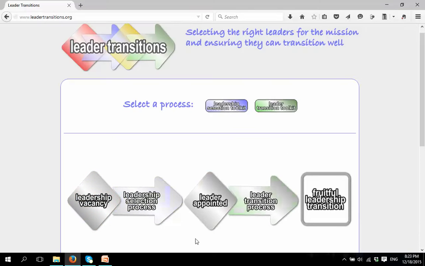This toolkit combines two integral processes, the leadership selection process and the leader transition process. By way of review, the leadership selection process is initiated when there's a leadership vacancy, and it results in a new leader being appointed to the role. At this point, the leader transition process is employed to help ensure the new leader is able to experience a fruitful leadership transition. For our time today, we're going to be focusing on the leader transition process and some key tools to help in its implementation.